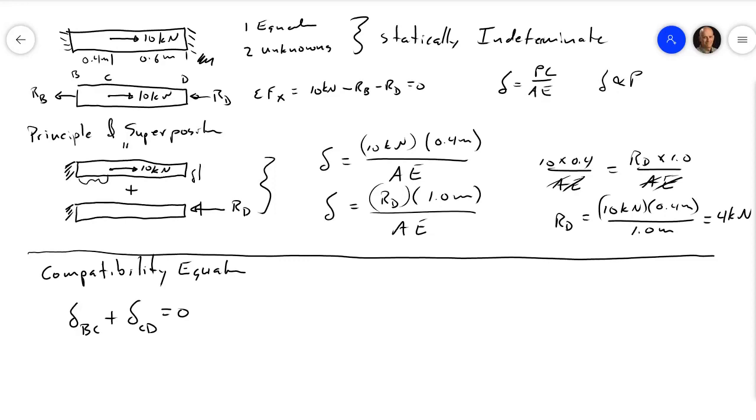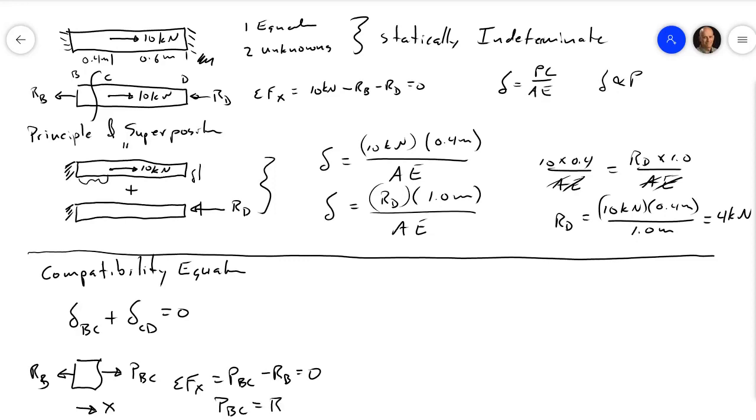And we can look at, for example, if we put a cut through here, we would see this is the force in section BC, and this is the reaction at B. And if we put a coordinate system on here and we sum the forces in the x direction, we see that PBC minus RB equals 0. So the force in section BC equals the reaction at B.